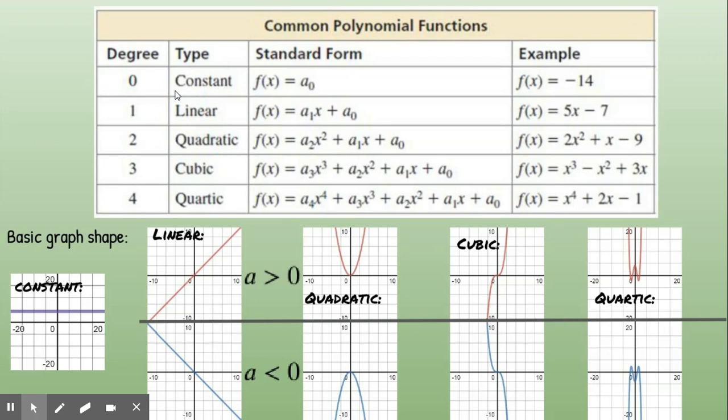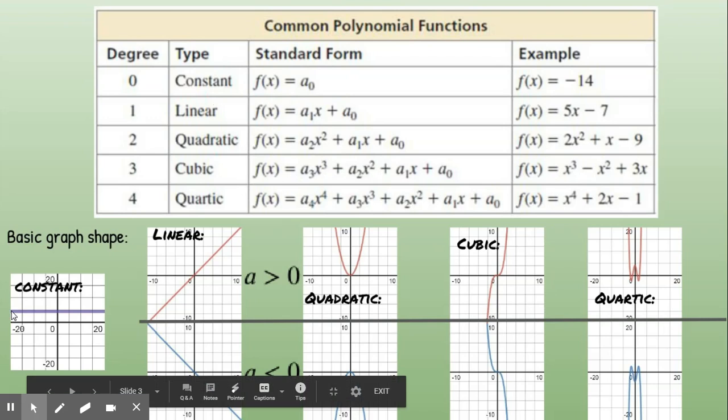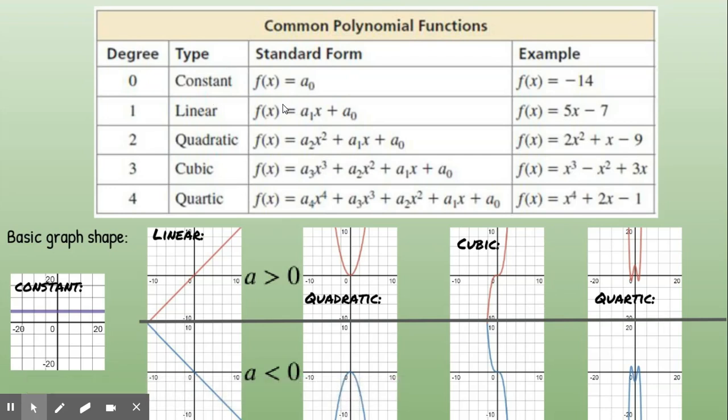So a type is a constant. If we just have a single number, f of x equals -14, that is a constant. There's no other values. So that's its type, constant, and its graph would just be a single horizontal line. We have linear functions. We know linear functions, y equals mx plus b.